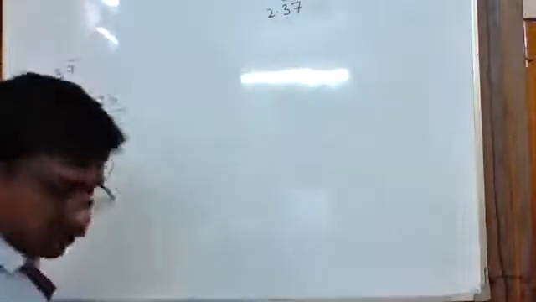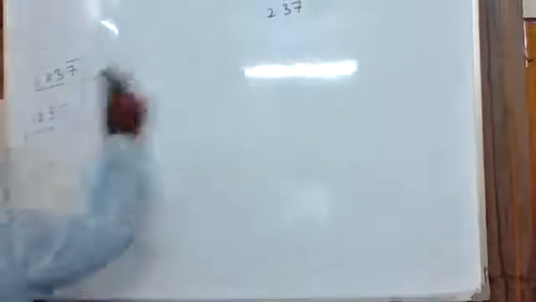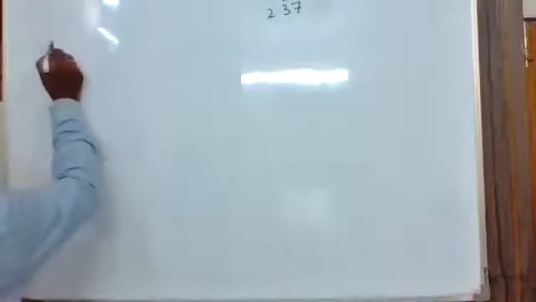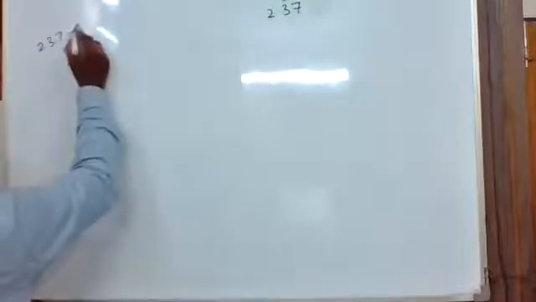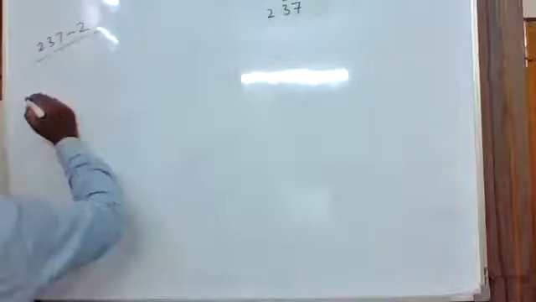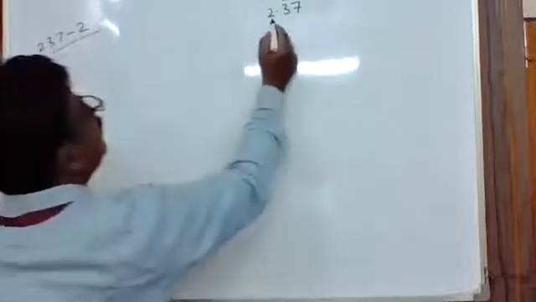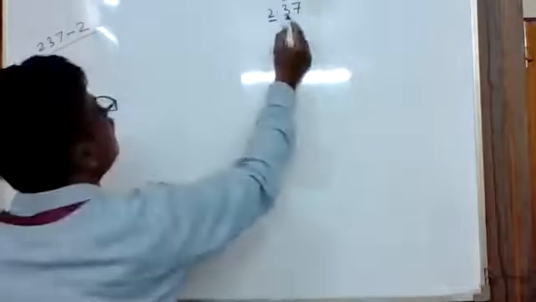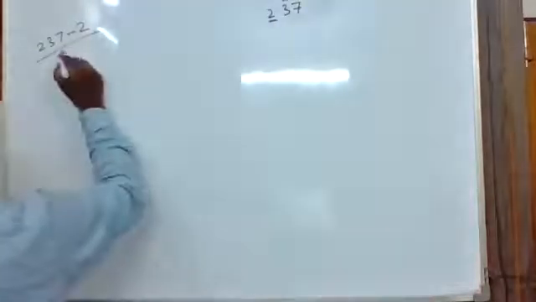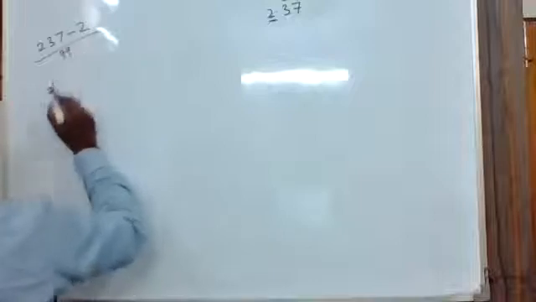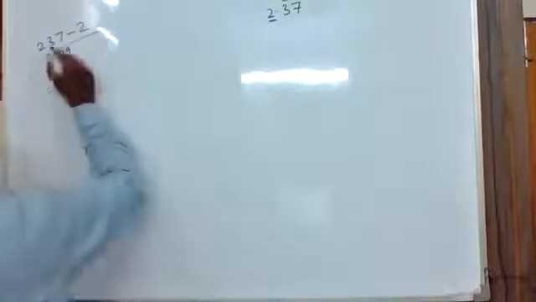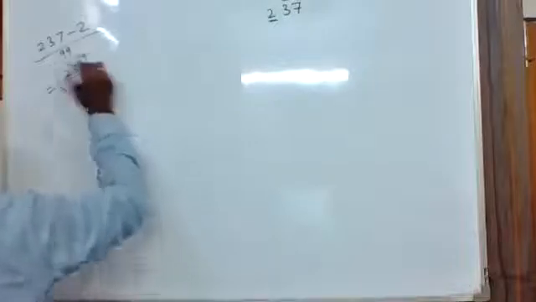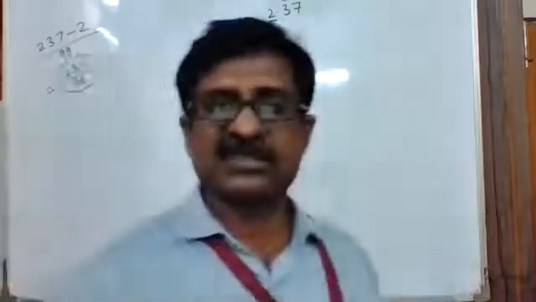Expected answer, first we'll find out. What is the expected answer? This is the numerator, 237. From this 237 we subtract 2, because there is only one digit which is not having the bar. And we put as many 9s as there are digits having bar, 99. 237 minus 2 is 235 upon 99. That's the answer. Now, how do we get this answer?